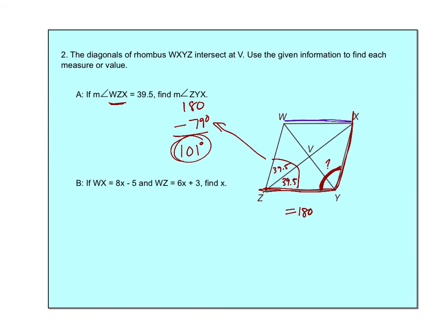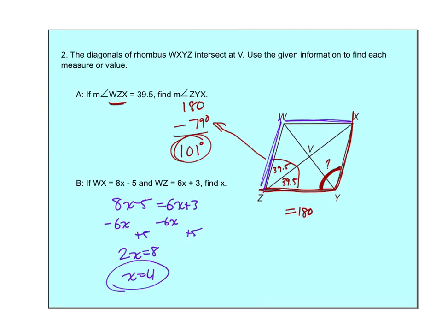And similar for letter B, WX is 8x minus 5, WZ is 6x plus 3, so 8x minus 5 is going to equal 6x plus 3. So, a couple of algebra steps later, 2x equals 8, x equals 4. There's my answer.